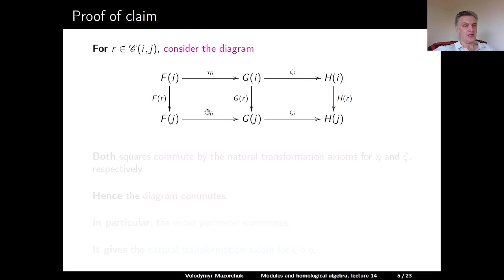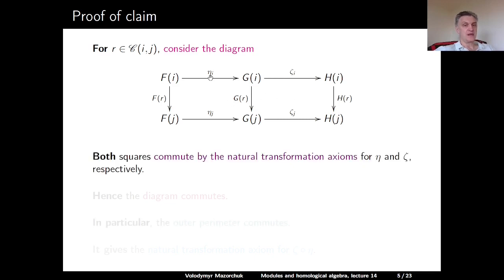And we have f of j, eta j goes to g of j, and zeta j goes to h of j. And then we have a morphism r in C from I to j. So then we have f of I, and then f of r, which goes to f of j. Similarly, g of r, which goes from g of I to g of j, and h of r, which goes from h of I to h of j.